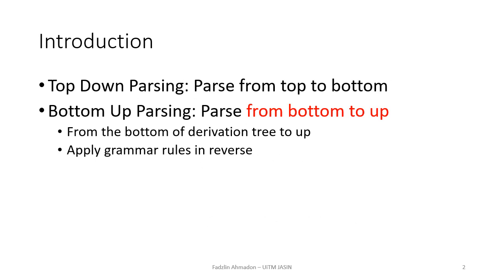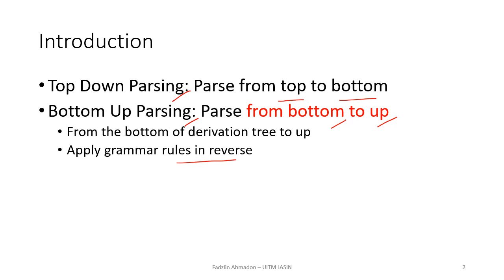Throughout topic 4, we have discussed a type of parsing algorithm called top-down parsing. In this parsing algorithm, our string is parsed from the top of the derivation tree to the bottom. From this topic, we will discuss bottom-up parsing, where our grammar is parsed from the bottom of the derivation tree to the top, and the grammar rules are applied in reverse.